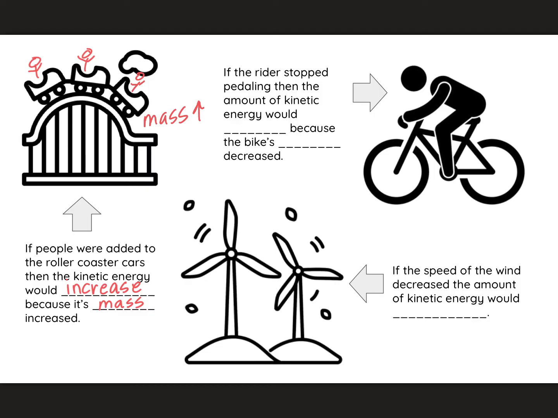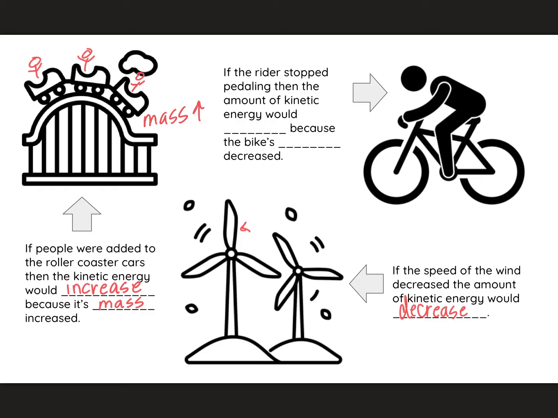Let's take a look at the windmills. If the speed of the wind decreased, then the wind turbines would be going slower, and so therefore the amount of kinetic energy would be decreased or less. So on a not so windy day, the wind turbines are not making as much energy as on a windy day.